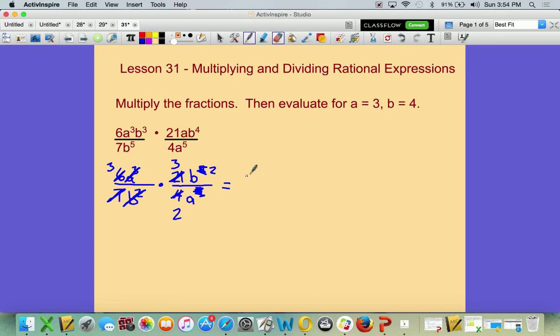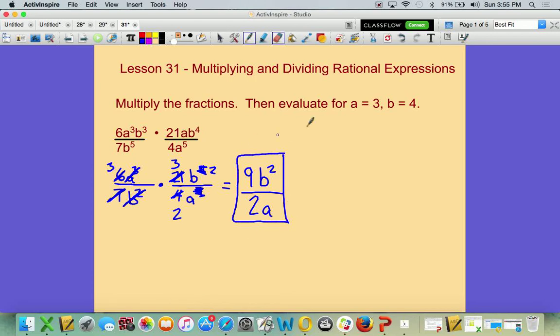3 times 3 is 9. B squared over, I've got a 2 and an A. And is that completely simplified? Yes, so this would be simplified.